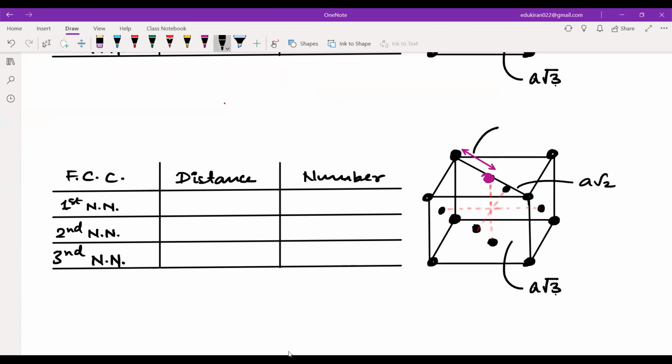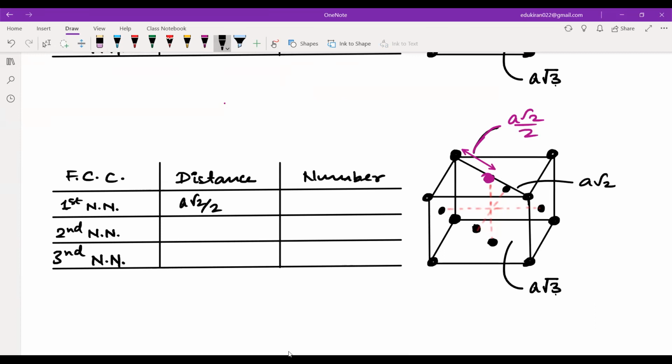So what will be the length of this purple one? A root 2 by 2. A root 2 by 2.